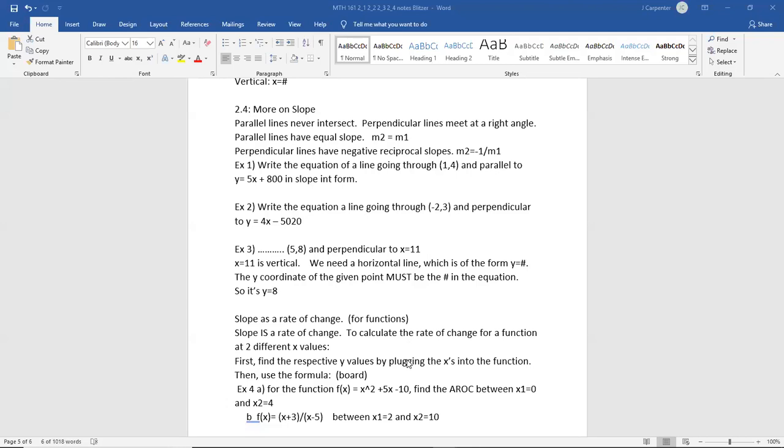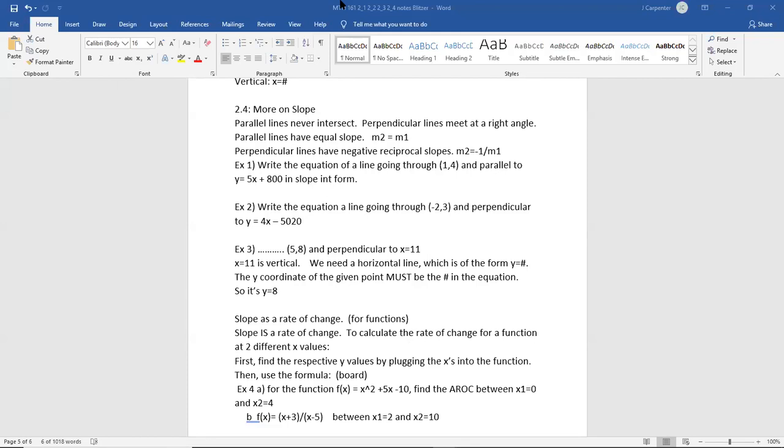B, and this function is a little more interesting. This is what we call a rational function. So that x plus 3 is supposed to be on top of the x minus 5. And we're going to go from a first point of x equals 2 to a second point of x equals 10. So again, I'm going to rewrite this more appropriately on the whiteboard. Word was just giving me a bit of trouble with the math editor. I think it's because of the computer I'm on. So x plus 3 over x minus 5 between points of 2 and 10 in the x values.